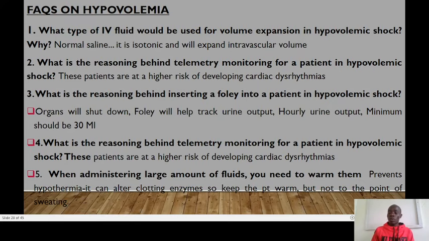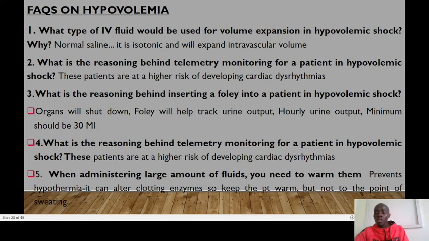Okay? And what is the reason behind inserting a Foley catheter into a patient with hypovolemic shock? You just want to... the kidneys, the organs, will shut down soon. So the Foley catheter will help track urine output, hourly urine output. Minimum should be at least 30 mL per hour.